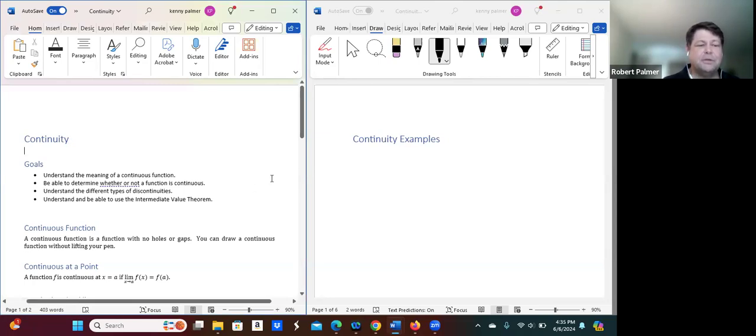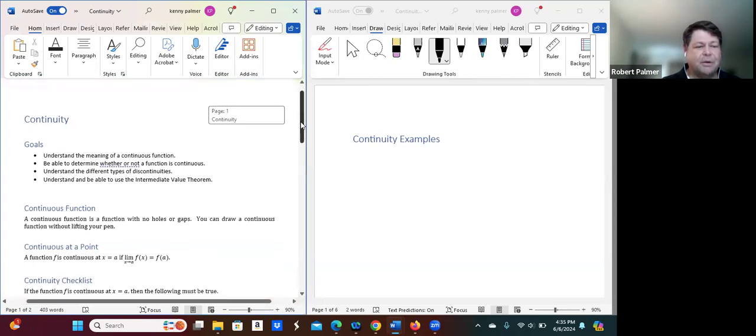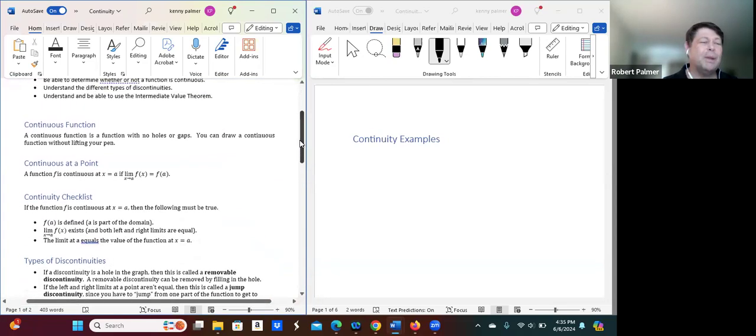So first, let's talk about continuity, what it means. It's something you've probably heard of before, but may never have had a visual definition. So a continuous function, as it says, is a function with basically no holes or gaps. Okay, you can draw the function. The easiest way to say it is you can draw a continuous function without ever lifting your pencil.